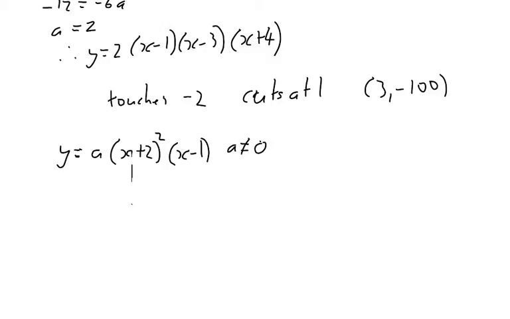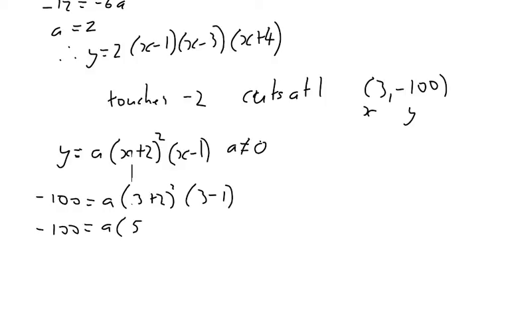But we need to find a now. We know that when x equals 3, y equals -100. So, -100 equals a times (3 plus 2) squared times (3 take 1). So -100 equals a times 5 squared times 2. Well, -100 equals a times 25 times 2, that's 50a. A equals -2.